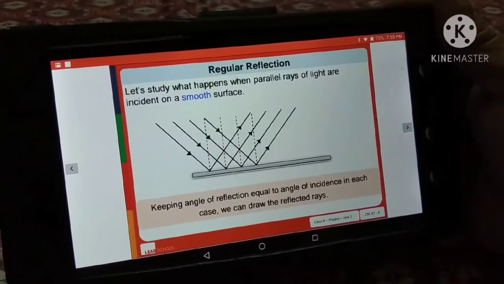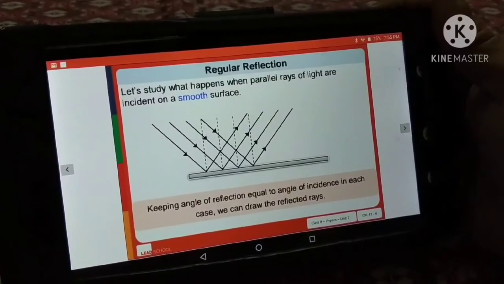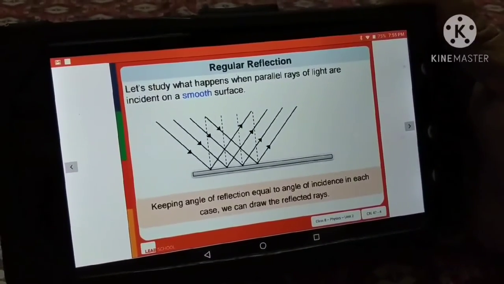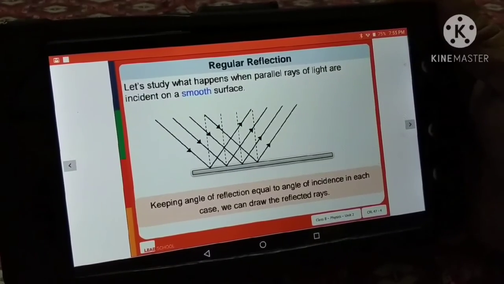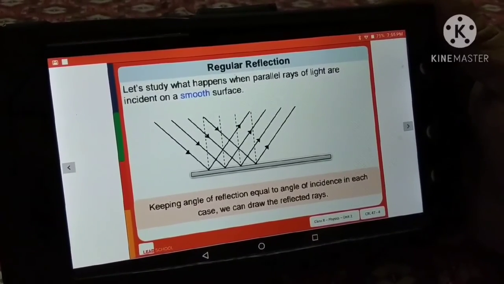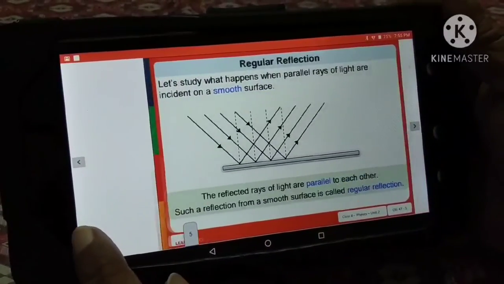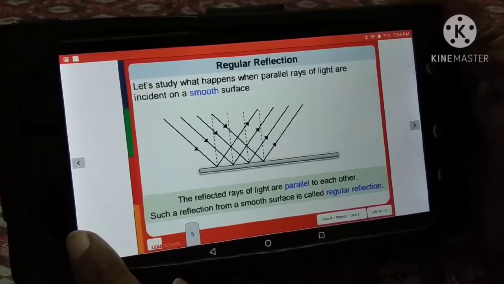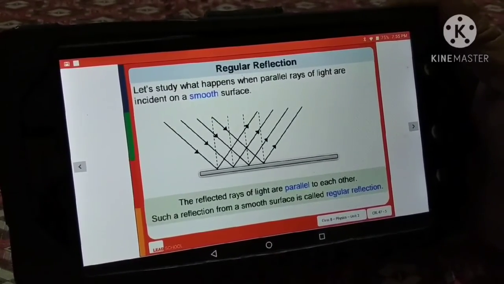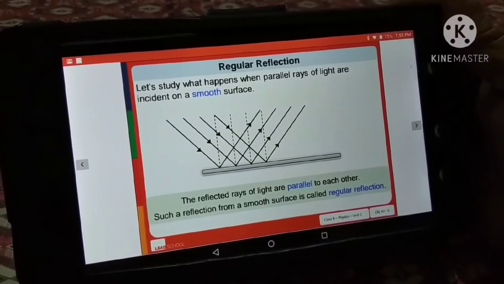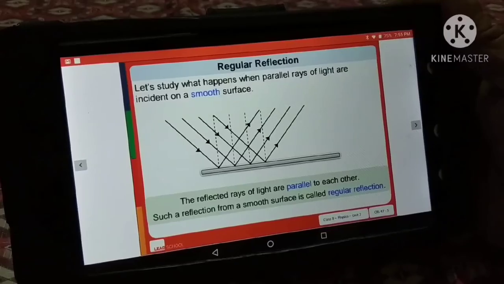So now let's study what happens when parallel rays of light are incident on a smooth surface. Keeping the angle of reflection equal to the angle of incidence, in each case we can draw the reflected rays. The reflected rays of light are parallel to each other. Such a reflection from a smooth surface is called regular reflection.